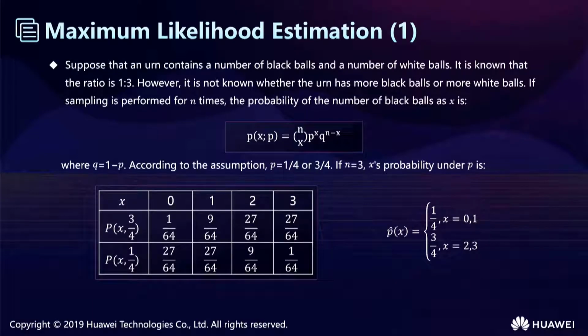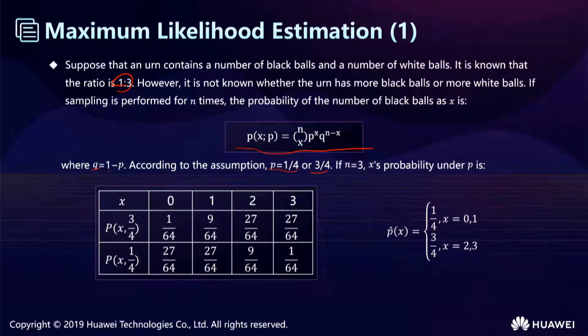Suppose that a box contains N balls, some black and some white. However, it's not known whether there are more black balls or more white balls. If sampling is performed n times, we can calculate the probability of drawing the balls, where q is equal to 1 minus p. According to the assumption, we know p is equal to 1/4 or 3/4.